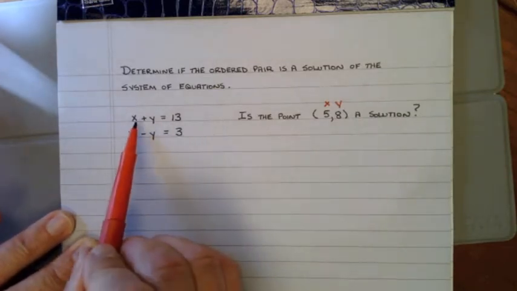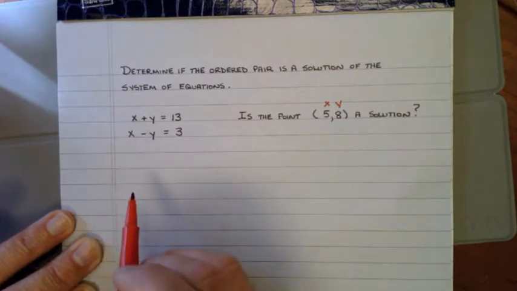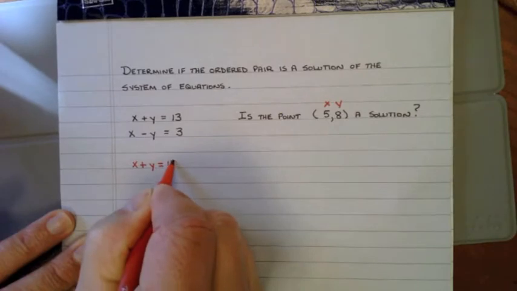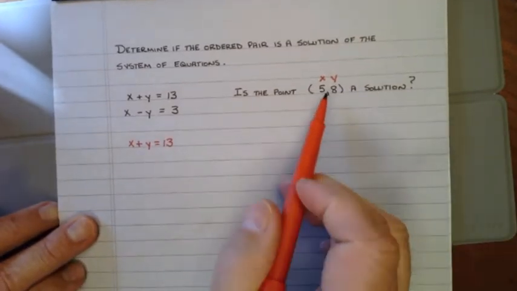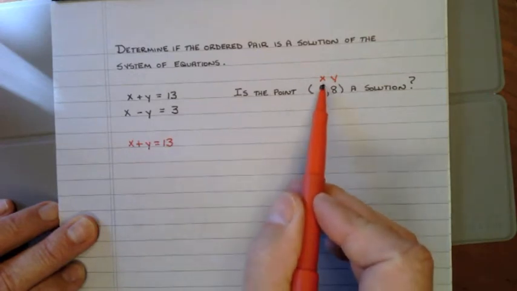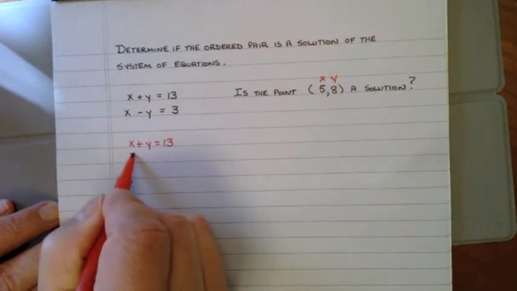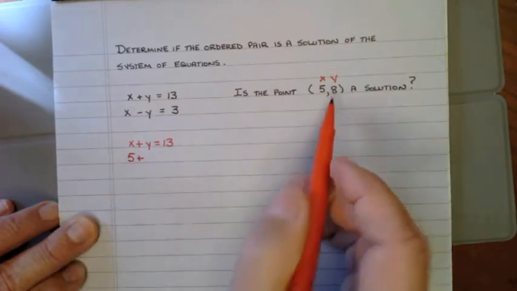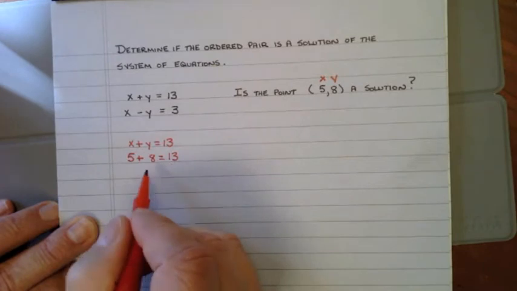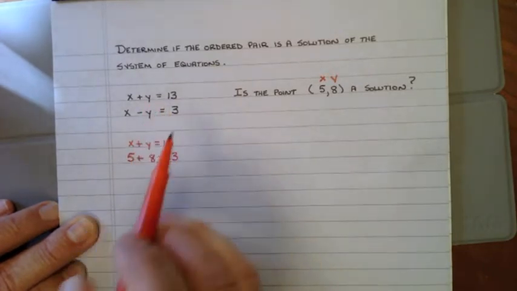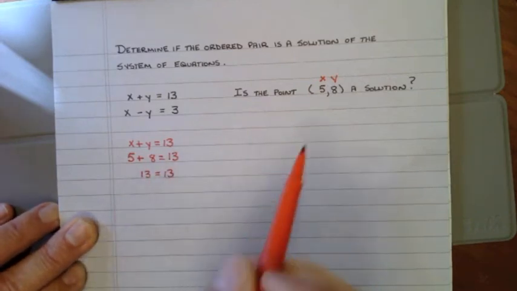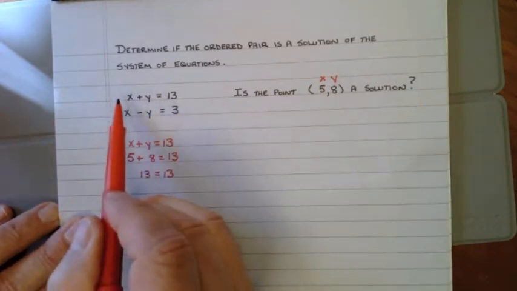So we're going to try this top one right here first. x plus y equals 13. We're going to substitute these numbers into this equation and see if it works. For the x, I need to put a 5. For the y, I need to put 8. And if it's equal to 13, then I know this point is on this line. 5 plus 8 is 13. So I know that this point right here is on this first line.